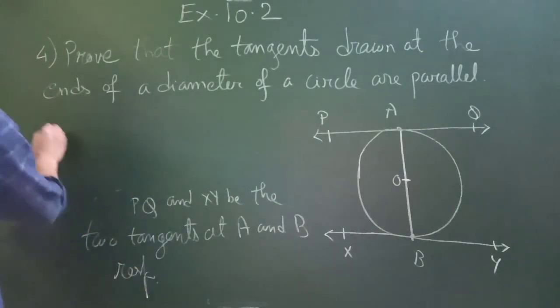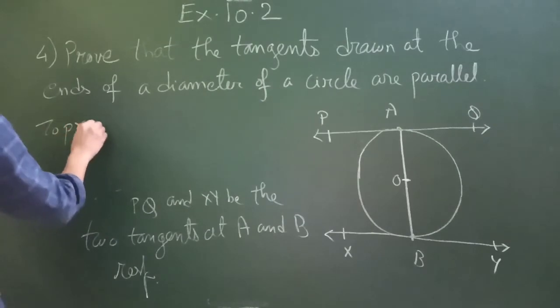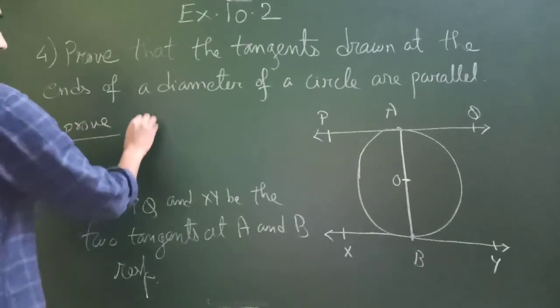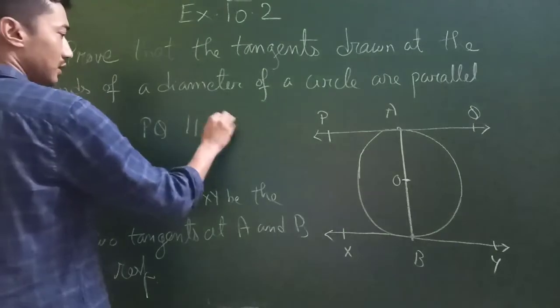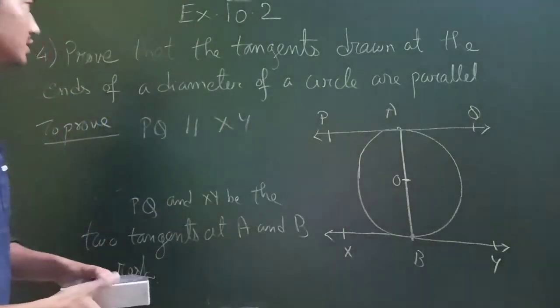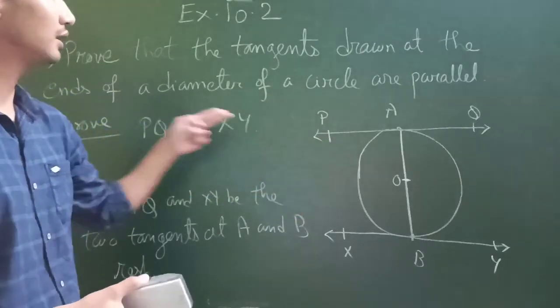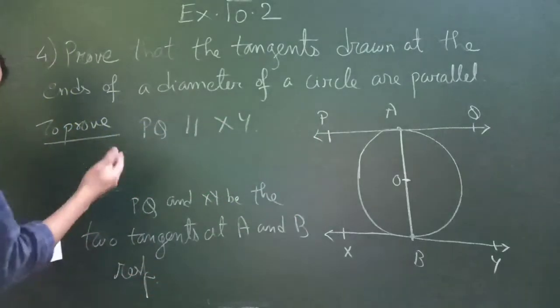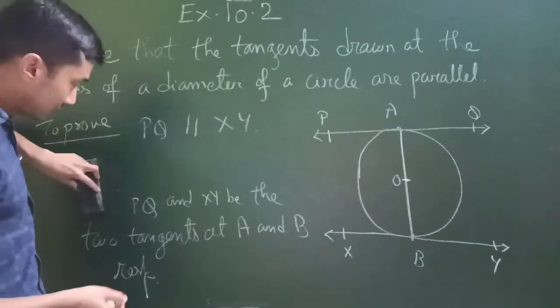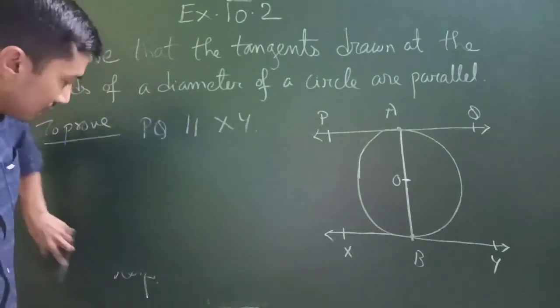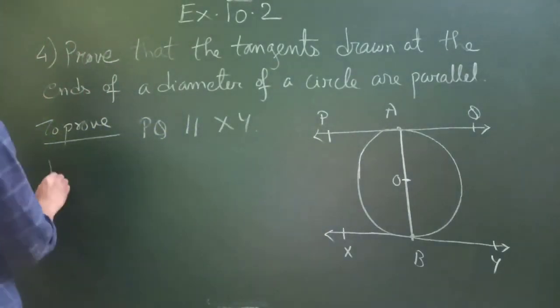Now what are we supposed to prove? We're supposed to prove PQ is parallel to XY. That's what the question says, isn't it? Prove that the tangents drawn at the ends of a diameter are parallel. That's what we have to prove. I hope you're done. I'm rubbing it off. Of course, you can pause the video and note it down. Proof.